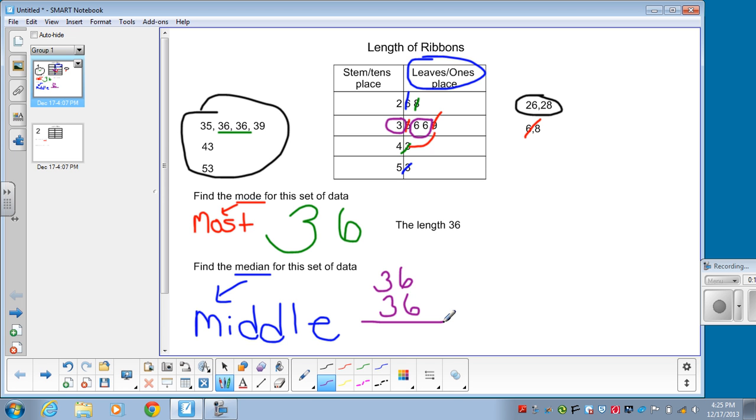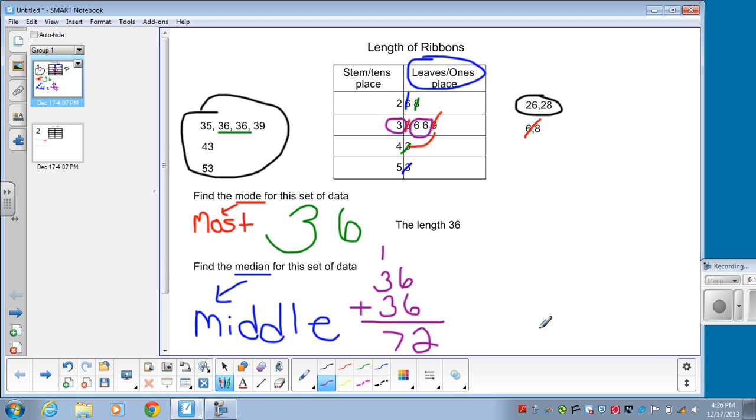If you said add, you're correct. We need to add these 2 numbers. Please do that now. You can pause if you need more time. Alright, here we go. Check to see if your answer is the same as mine. 6 plus 6 is 12. 2, carry my 1. 3 plus 3 is 6, plus 1 more is 7. Is that my median? Yes or no? If you said no, you're correct.